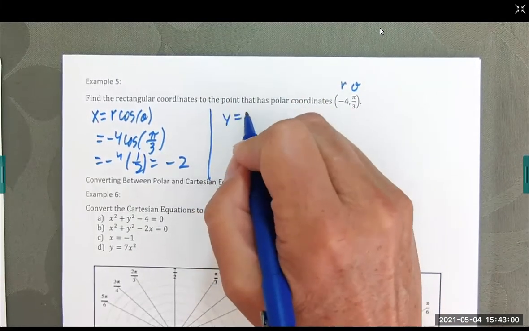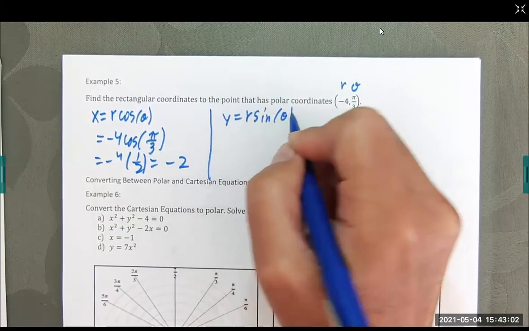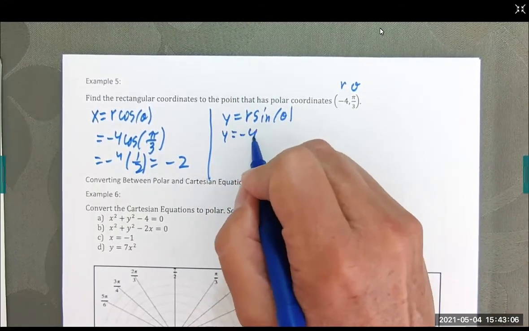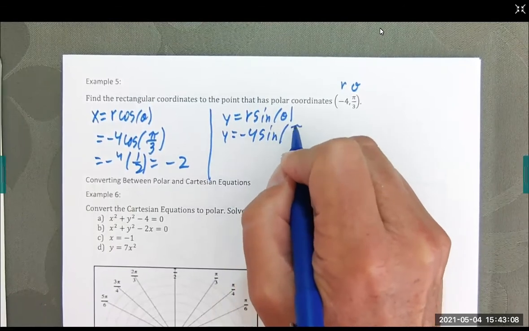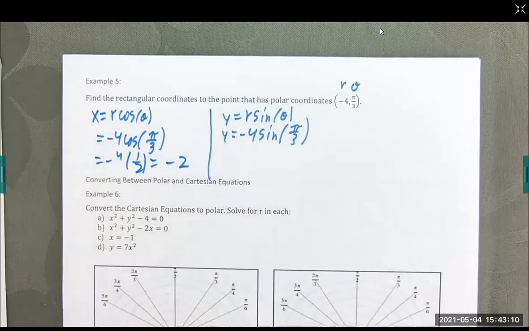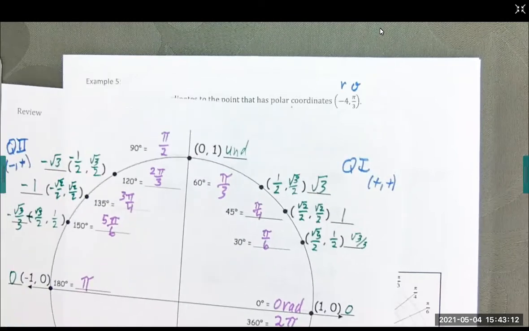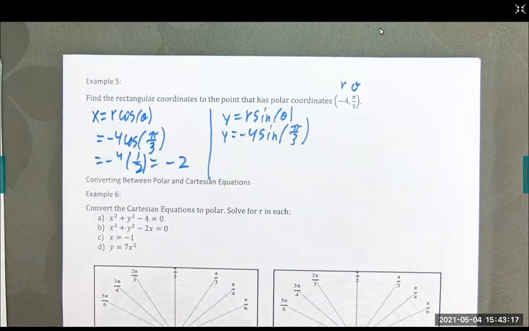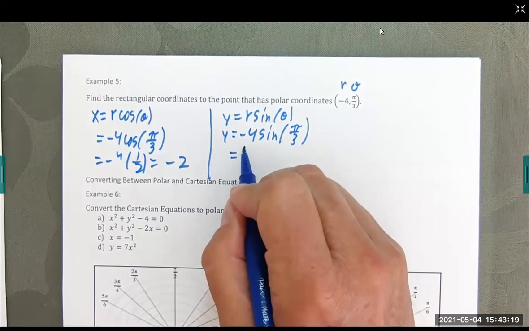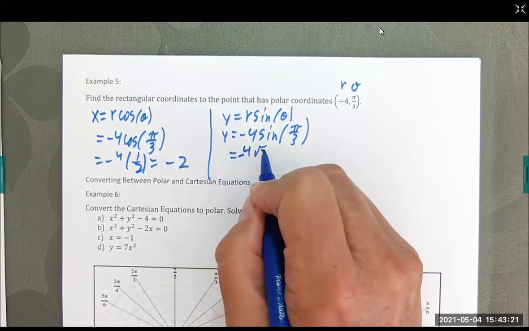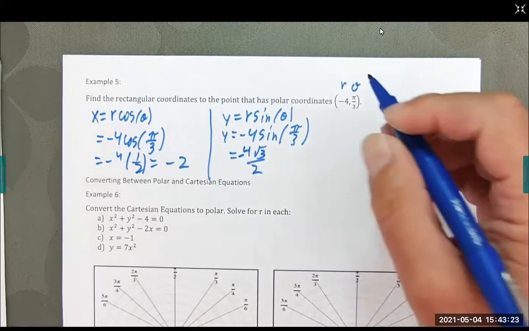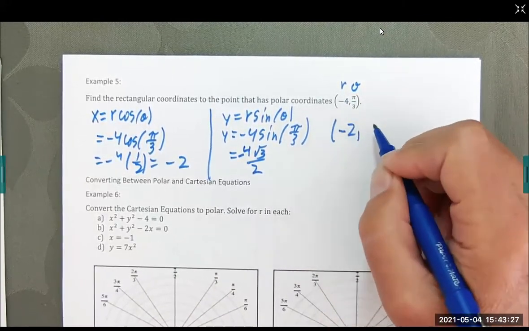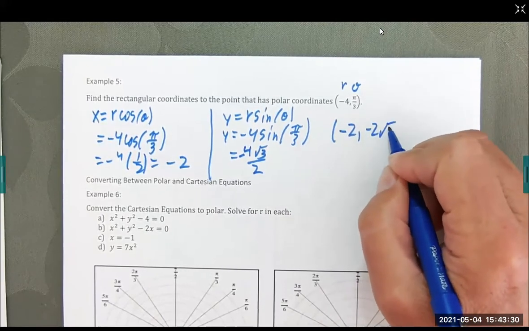Y equals r sine theta. So y equals -4 times the sine of pi over 3. Sine is the y coordinate at pi over 3, root 3 over 2. So what do our x comma y coordinates look like? -2 comma -2 root 3.